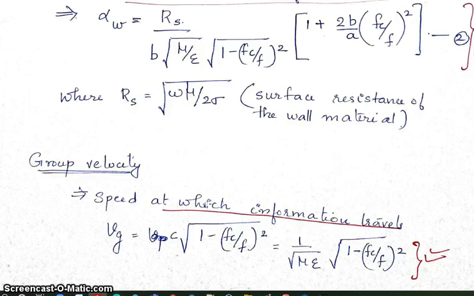And next is group velocity. Group velocity is defined as the speed at which the information travels, and it is given by vg is equal to c into square root of 1 minus (fc by f) the whole square, which is 1 by square root of mu epsilon into square root of 1 minus (fc by f) the whole square.